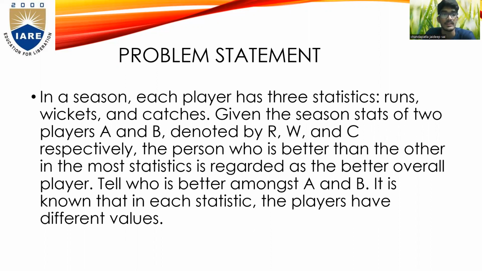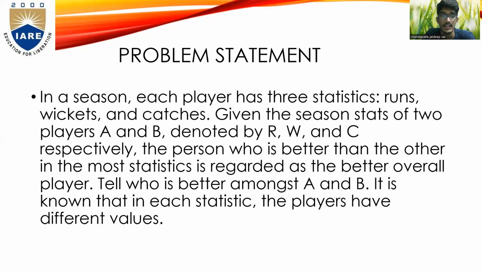So in the problem they have given that in a season each player has three statistics. The statistics are runs, wickets, and catches. The runs are denoted by R, the wickets are denoted by W, and the catches are denoted by C. So R denotes the number of runs, W denotes the number of wickets, and C denotes the number of catches by the two players of the season, and the two players are denoted by the letters capital A and capital B.